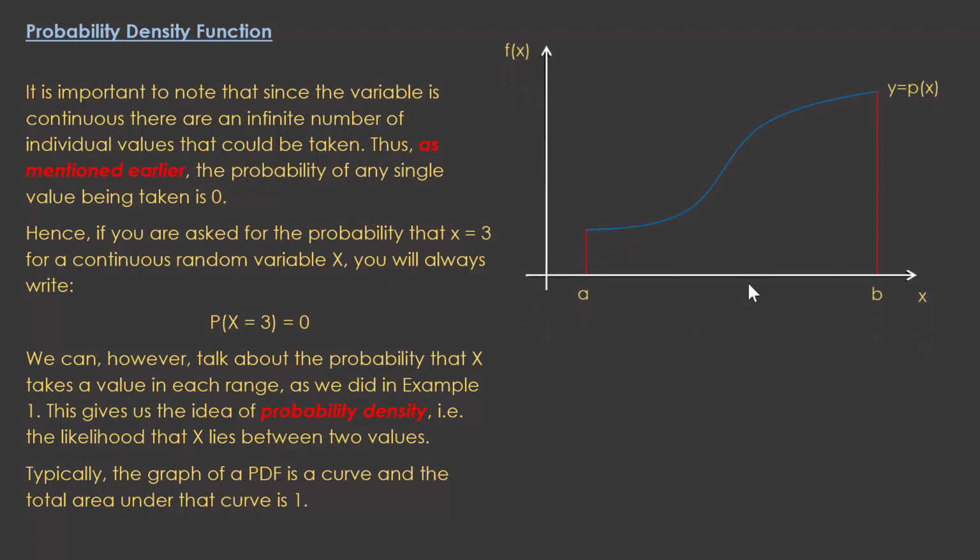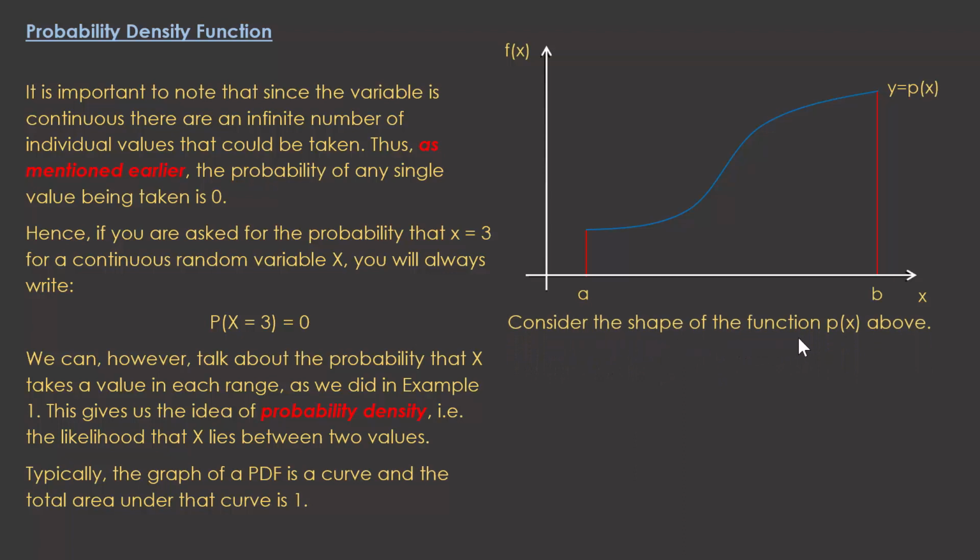So we might have a curve like this. So our probability function is f of x, and in this region here, it takes non-zero values, and it will take 0 values either side of a and b.